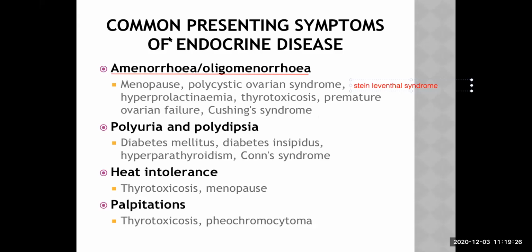Now, another type of common presentation is polyuria and polydipsia. Very important, like diabetes, okay, diabetes mellitus and diabetes insipidus. So these are two types of diabetes, which are quite common in clinical practice. Mellitus is much more common than insipidus.